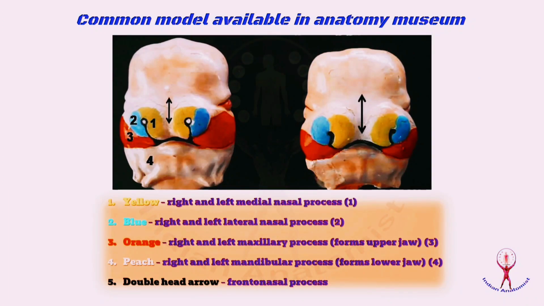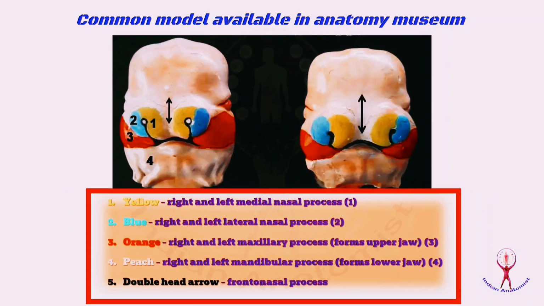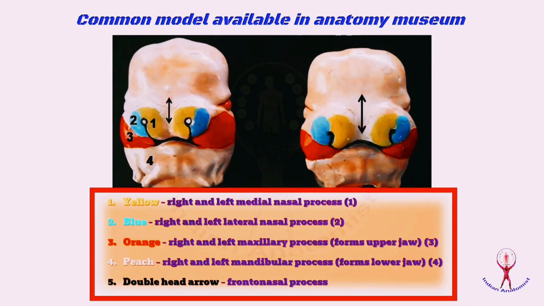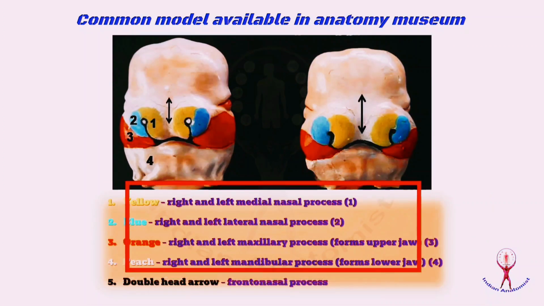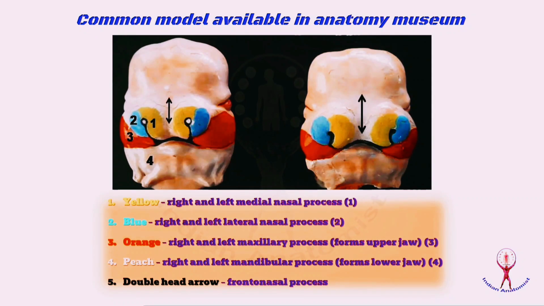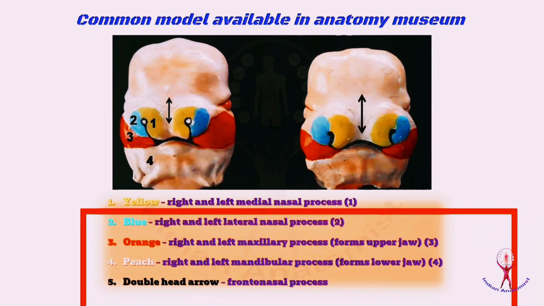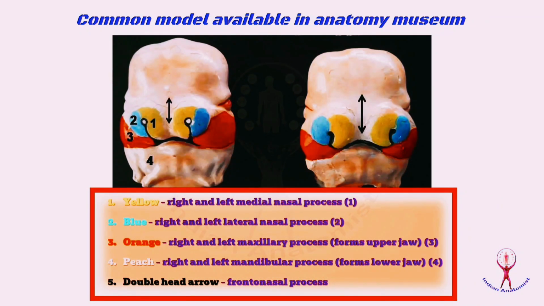Common face development model available in the Anatomy Museum. Number 1, yellow color represents the right and left medial nasal process. Number 2, blue color, right and left lateral nasal process. Number 3, orange represents the right and left maxillary process that forms the upper jaw. Number 4, the peach color represents the right and left mandibular process that forms the lower jaw. Finally, the double head arrow represents the frontonasal process.